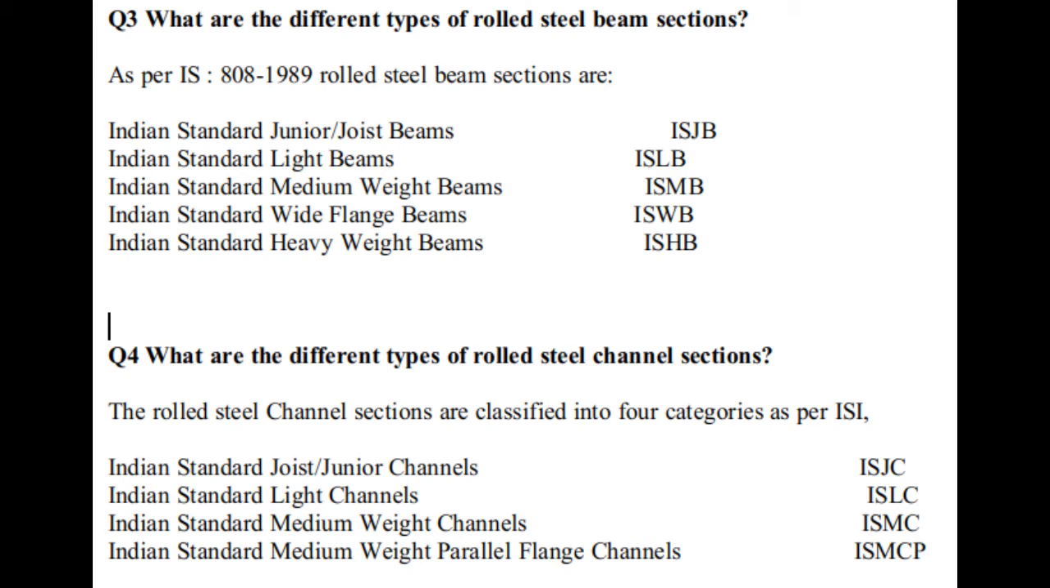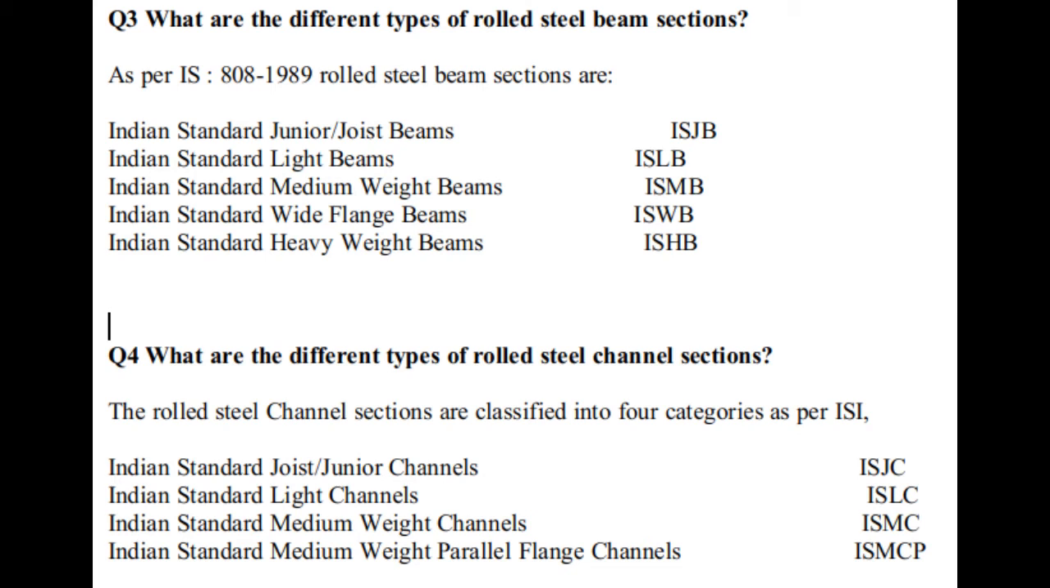In the question, this type of question may also be formed where abbreviations are given. That means if I ask you to write the full form of ISJB, what you have to write? ISJB means Indian Standard Junior or Joist Beams. Then Indian Standard Light Beams is represented as ISLB. IS and B stand for Indian Standard and Beam, and you just see the letter is different.